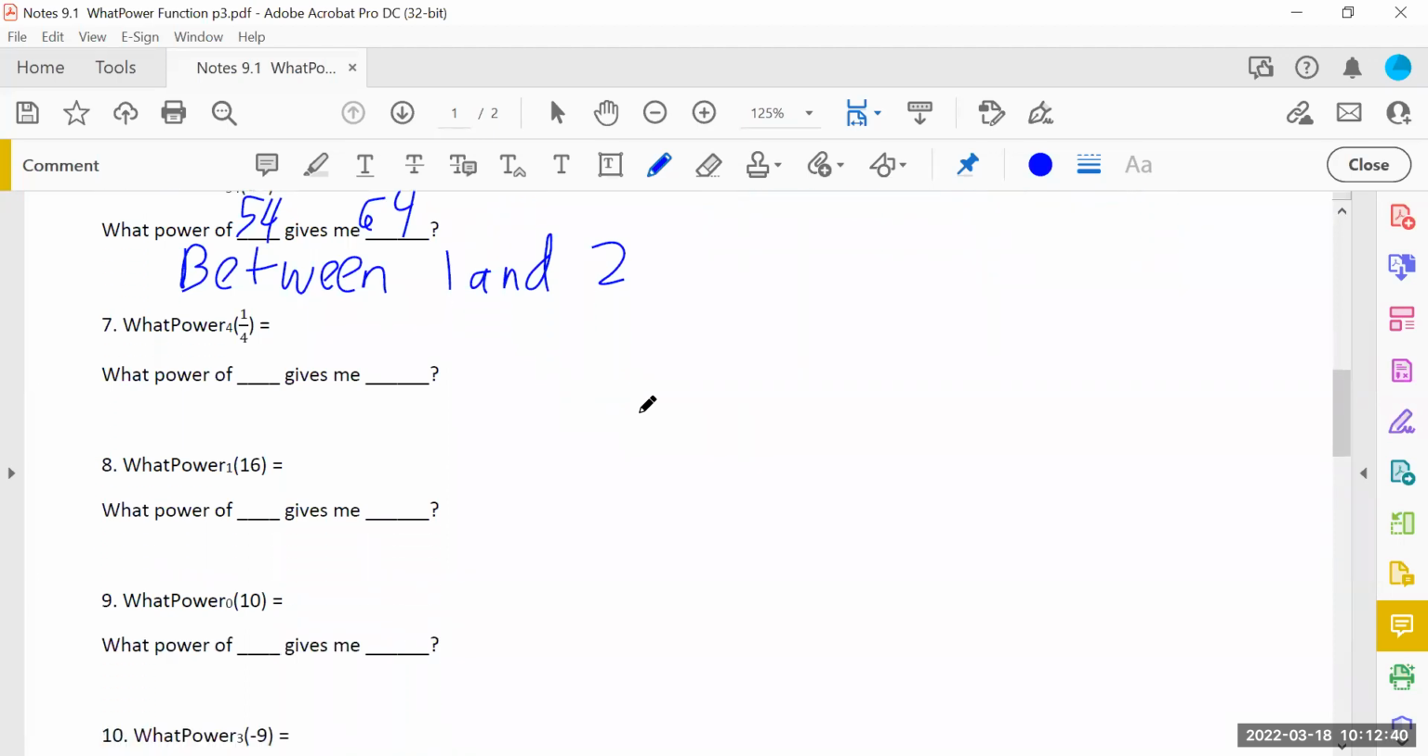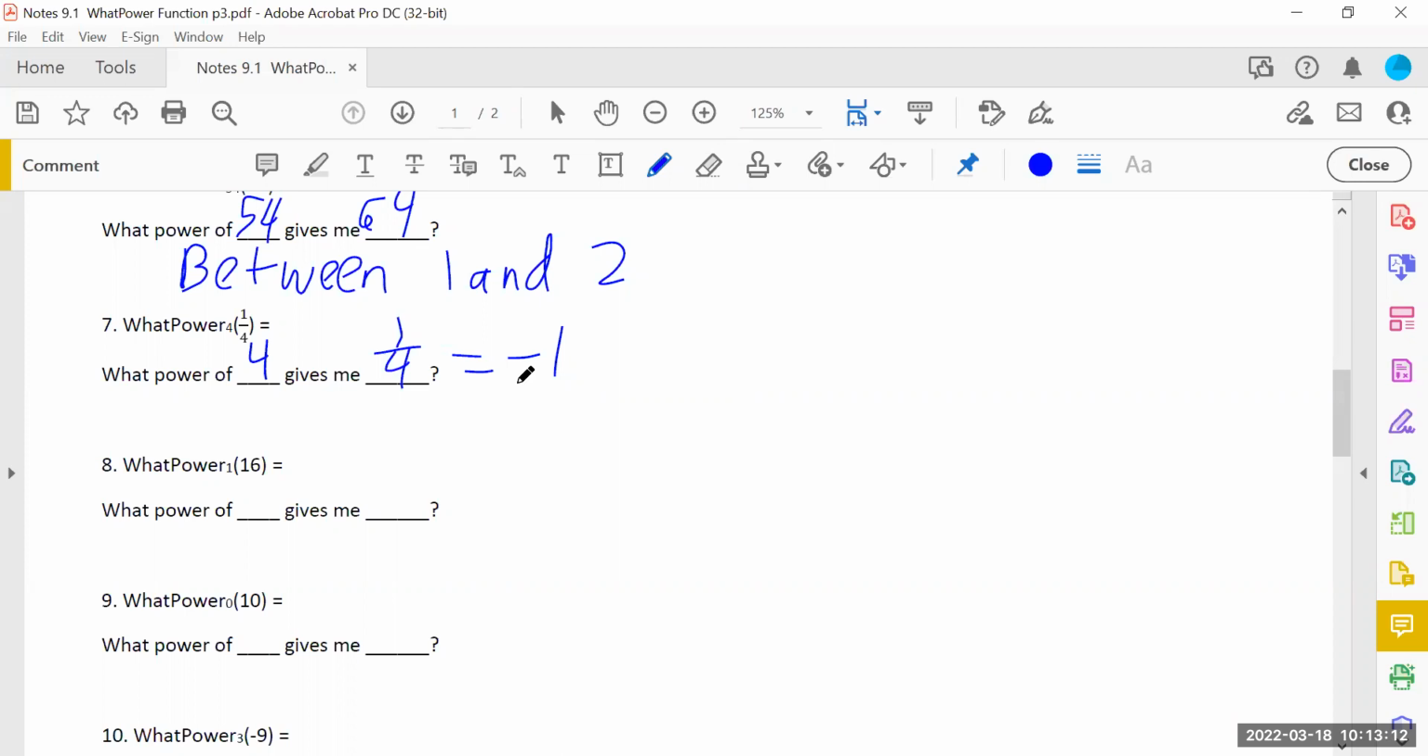Now I already talked about number 7. Let's see if we can figure out. What power of 4 gives me 1/4? Okay, I heard somebody say it already. What's the answer there? -1, right? The 4 doesn't change, but the negative flips it upside down. Does that make sense to everybody? That if you use a negative, it's going to flip that answer upside down. So if you want the reciprocal, make it negative.